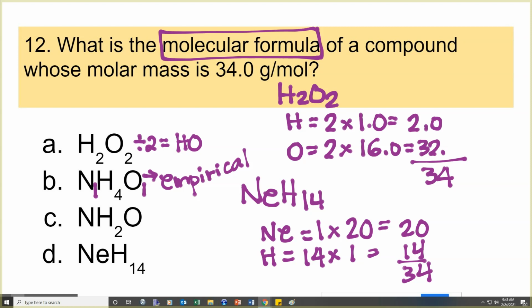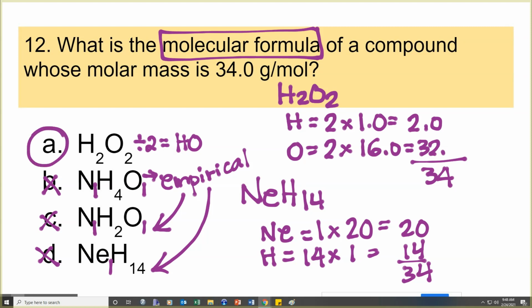All right. How about the next one? Same thing. 1, 2, and 1. Can you find a number to divide 1, 2, and 1 to get it lower? No. So again, NH2O is also an empirical formula. And then finally, let's look at D. 1 and 14. Can you find a number to lower 1 and 14? No. Therefore, this is also an empirical formula. So, it's not B, it's not C, it's not D. The answer has to be A.